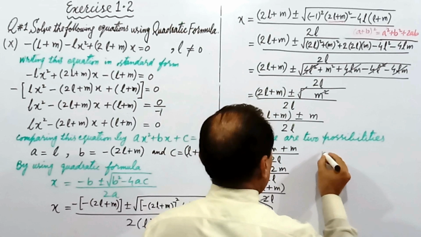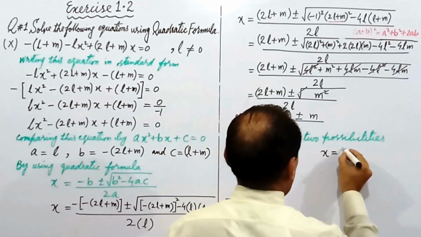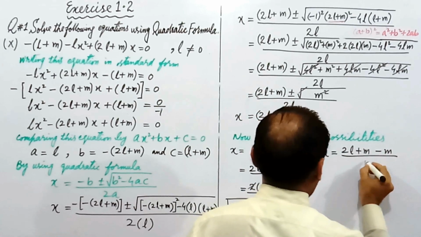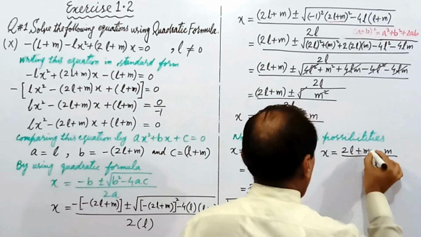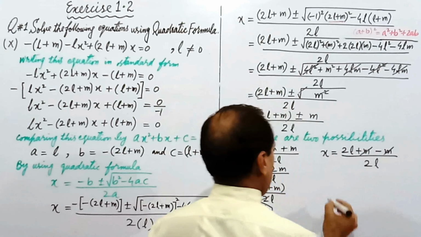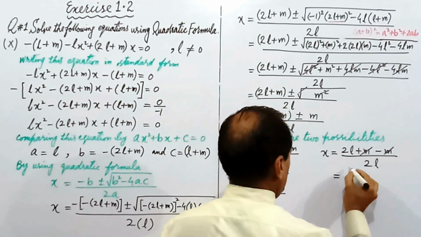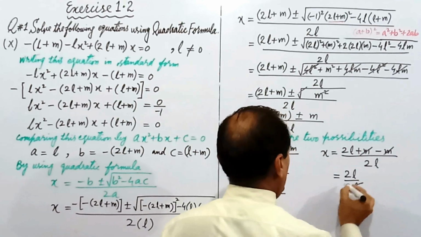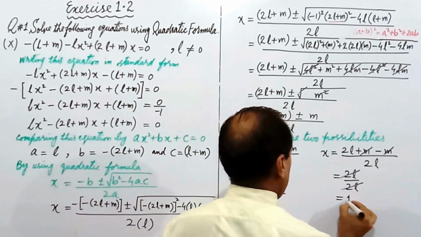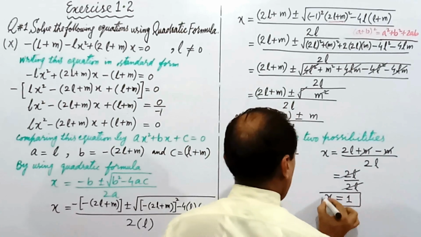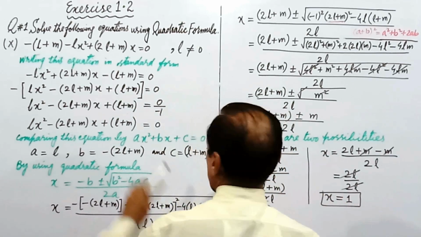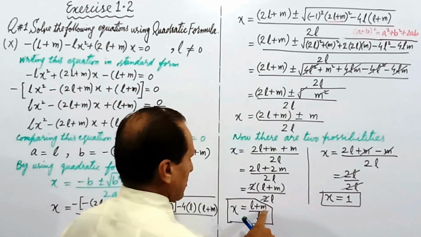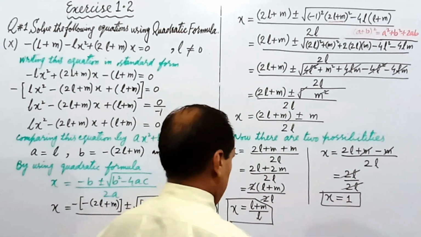The second possibility is x is equal to (2L plus m minus m) whole divided by 2L. m is cancelled by m, like terms having different signs cancel. So 2L divided by 2L. So 2L is cancelled by 2L, we have 1 as the second root. Thus the solution set of this quadratic equation is (L plus m) over L and 1.